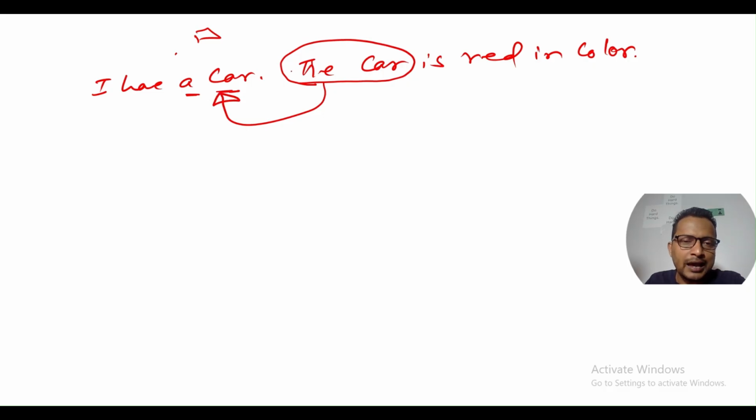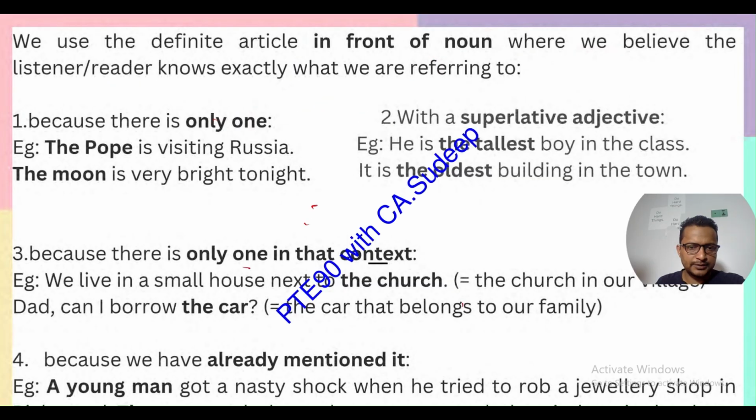Now, if I have to mention this car again in the next context, and if I want to refer to my previous car, then I would say the car. I am not saying a car. So that's why I start my sentence with the car. If I say a car is red in color, then I would not know which car I am talking about. That is the problem.